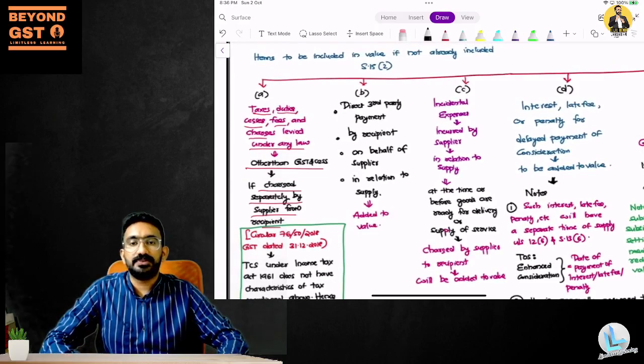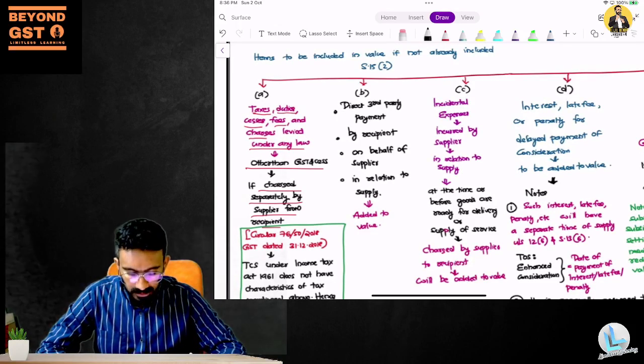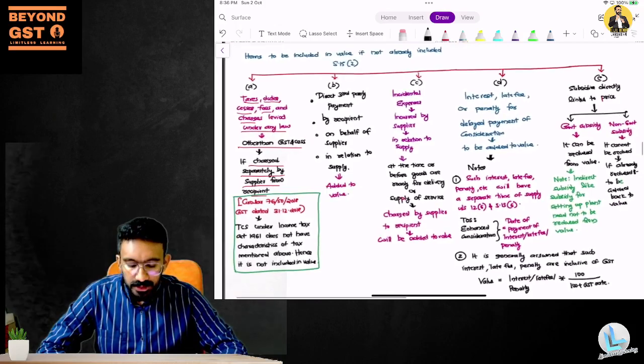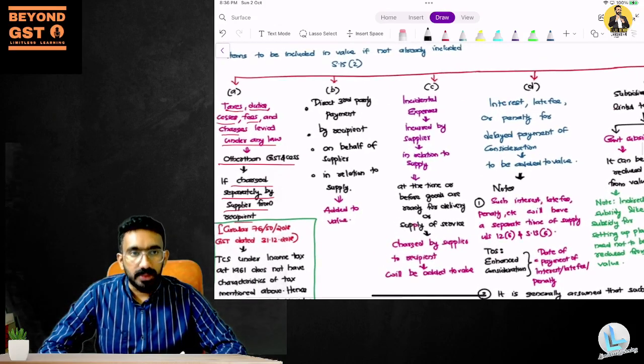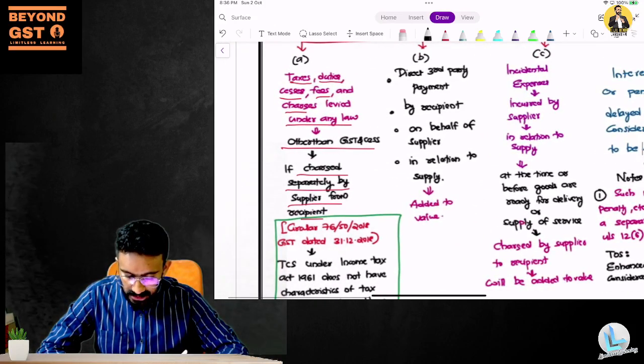Now, what is section 15 subsection 2? Items to be included in value if it's not already included. I'll tell you the logic behind this section.